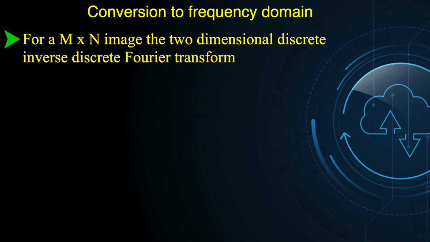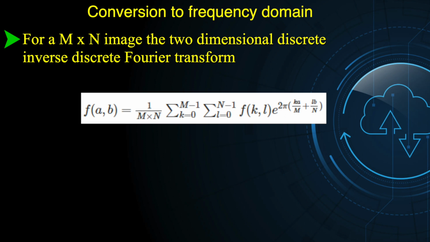The discrete inverse Fourier transform is given by, see, this output is small f, meaning the space domain, 1 upon m cross n. Here m is the number of rows, n is the number of columns. Again k equal to 0 to m minus 1, index from 0 to the number of rows. l equal to 0 to n minus 1, index from 0 to the number of columns. F(k, l), here it could have been capital, but F(k, l) is the Fourier transformed image.